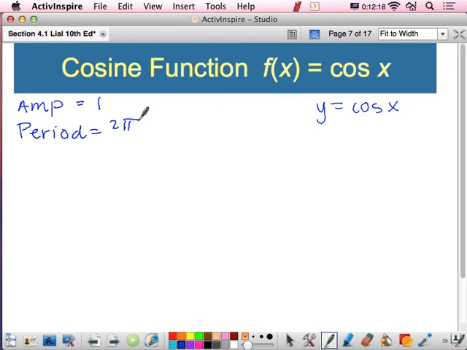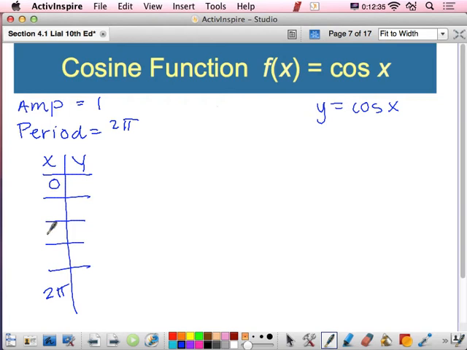Then we're going to build our table, and it's going to look very similar to the sine table. We'll have 0, we'll skip 3 spaces, and we will end at the period, which is 2 pi. We'll divide that up like we did before, go in by halves. This is pi, this is half pi, this is 3 pi over 2. That was weird. Okay, everybody good so far? Okay, let's see if we can do this without a whole lot of drama.